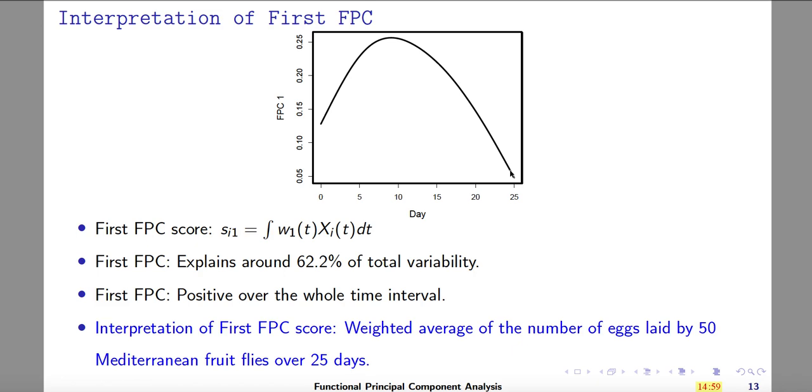Surprisingly, you will later find that we have tried many examples, and most first FPCs have a similar shape. They are positive over the whole time interval. Therefore, in most cases, the first FPC score can be interpreted as the weighted average of the curve.